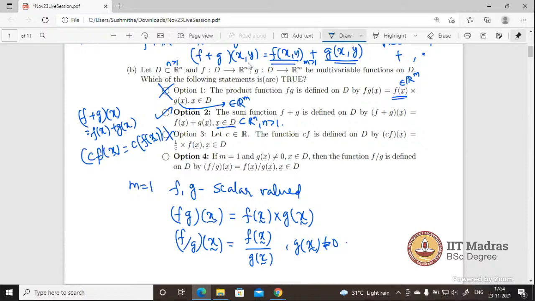So that is what option 4 is. If m is equal to 1, then we have scalar valued functions. And when g of x tilde is not 0, then f by g is defined as f of x tilde by g of x tilde. So this is right. We know how to add, and how to multiply a function with a scalar, but there is nothing that we know about multiplication and division of vectors. But we can still do multiplication and division if they are scalar valued functions. So that is what this question deals with.